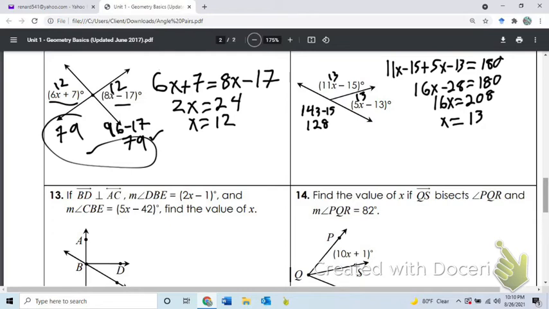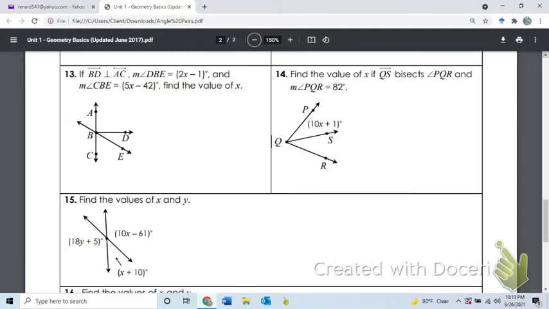Again, we could go 180 minus 128 and get 52. Or we could go 5 times 13 is 65. 65 minus 13. 5 times x minus 13. 5 times 13 is 65. 65 minus 13 is 52. And 52 and 128 equals 180. So that checks. Number 13.